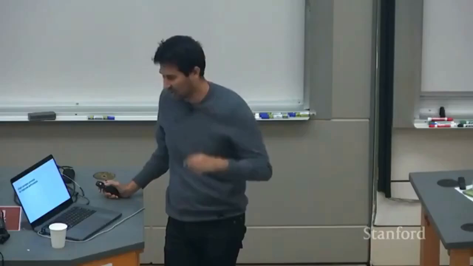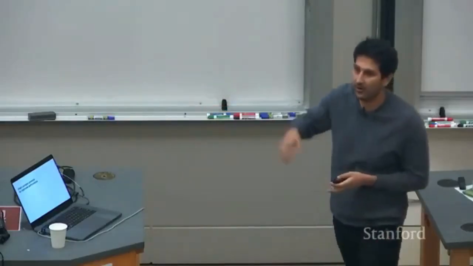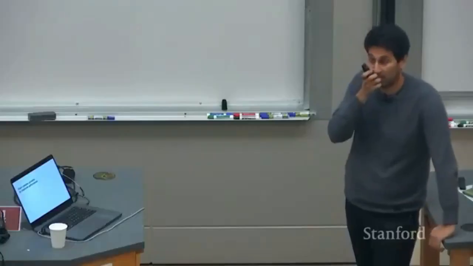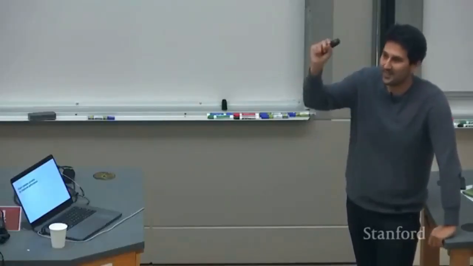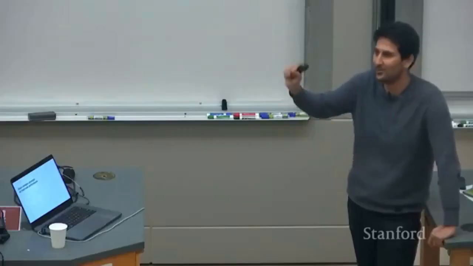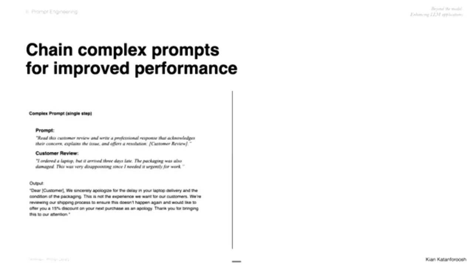Let's move on to chaining. Chaining is the most popular technique out of everything we've seen so far in prompt engineering. It's not chain of thought. Chain of thought, which we've seen, is think step by step, step 1, step 2, step 3, do not skip any step. This is different. This is chaining complex prompts to improve performance. And this is what it looks like.